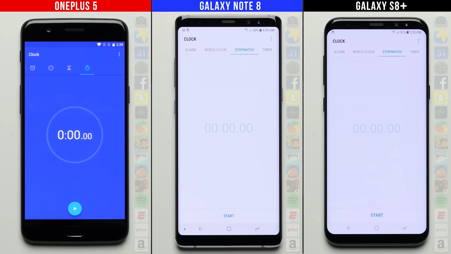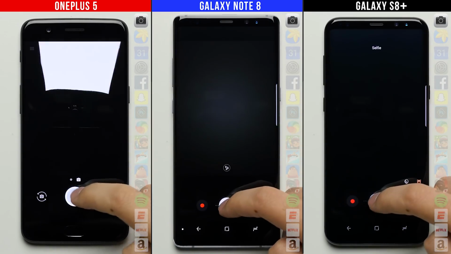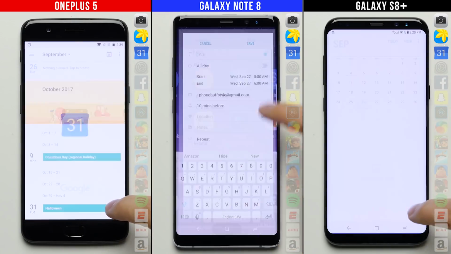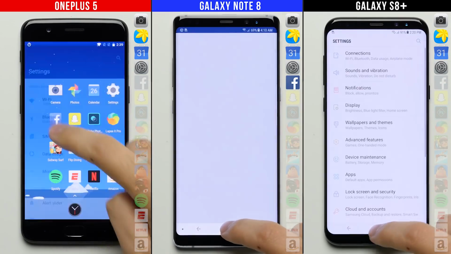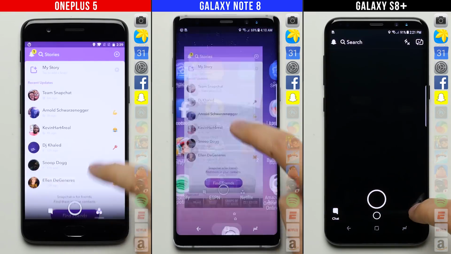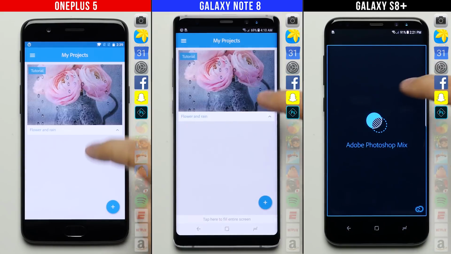Okay, so you guys know the drill. We'll kick things off by starting the stopwatches on each phone and then jump right into the first row of system apps, where the Note 8 gets the step over the OnePlus 5, with the Galaxy S8 falling immediately behind. As the S8 Plus joins the other two in the second row, the OnePlus 5 is able to close that gap between it and the Note 8 in Snapchat, with all three phones now working on Photoshop Mix.